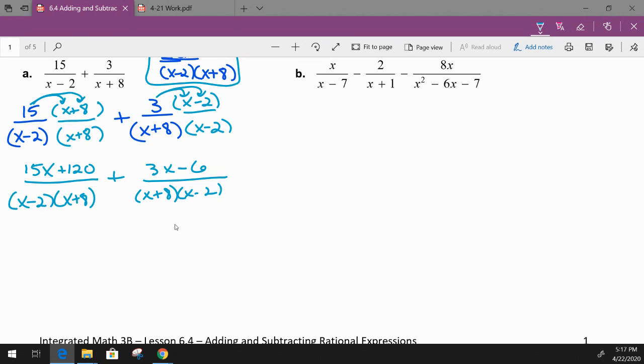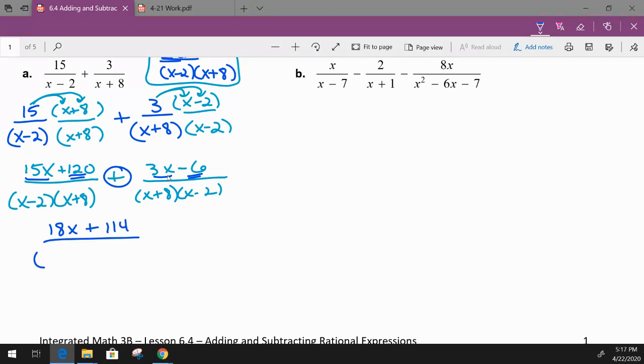Now that we have a common denominator, we can start adding our numerators together. So since we're adding, look for like terms, combine them. So the 15x plus 3x is 18x. And then your 120 minus 6 is a positive 114.